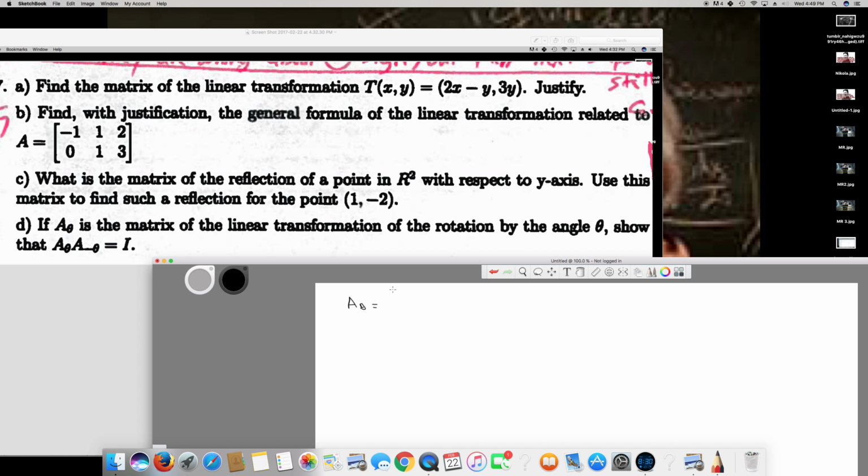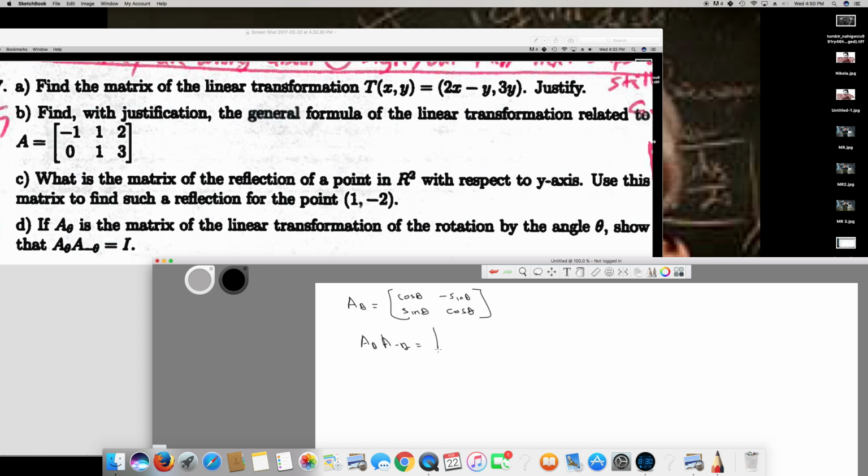A theta is going to be cos theta, sine theta, and this is going to be minus sine theta and cos theta. This is the matrix of A theta, right? And they are saying to show that A theta A minus theta is equal to I. A theta times A minus theta is equal to I.